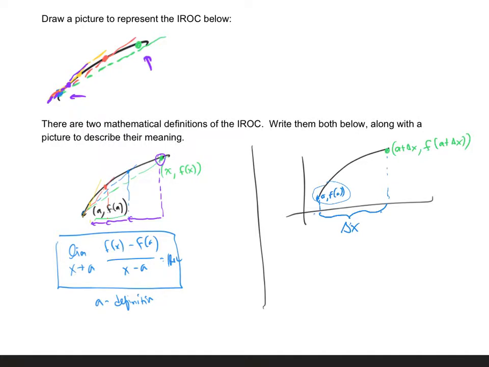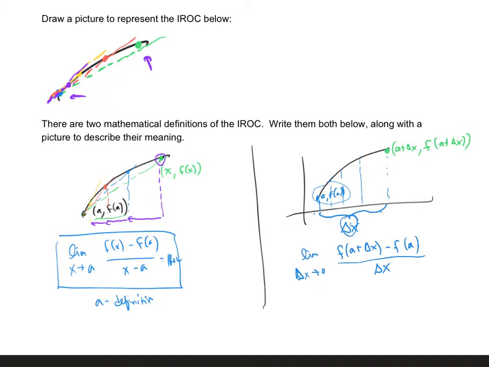Now, we still want to find the slope between those things. So that would be change in y over change in x, which by the way, you could write as a plus delta x minus a, and that would still give you delta x. And we would like those to get closer and closer to each other. Well, if we slid these x values closer and closer to each other, what's really happening is this delta x is getting tinier and tinier. So the limit we're going to write out here is going to be the limit as delta x approaches 0.